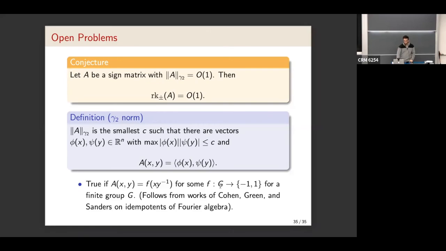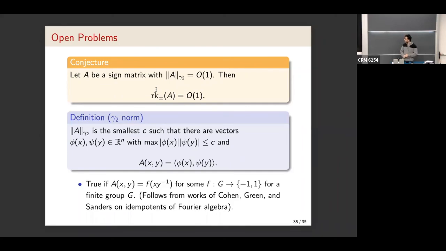Suppose you have a function from a group. This could be a locally finite, even infinite group, but let's say G is a finite group. You have a function on a finite group that maps it to +1 and -1. And you define your matrix as f of x times y inverse. An example of these matrices are the XOR lifts, right? If you're working over Z_2 to the n, then this x y inverse is just x y, which is just the XOR of two vectors. Okay, so a large class of matrices fall into this, and this theorem holds for those classes.